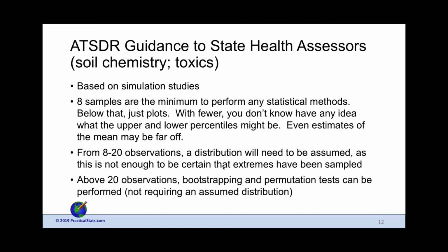And above 20 observations, you can start to do the things you probably would like to do: bootstrapping, permutation tests, and other things. So the key here is that after you get 20, you've got some estimate of what the 90th and 95th percentile might be. You're starting to cover the range of the data out in the field, at least with some decent probability of doing that.